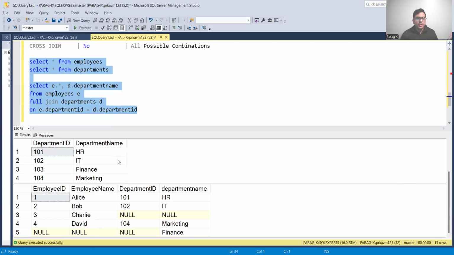So we're basically keeping both the tables. That's what we're trying to say. Okay, that's the basic understanding of full join.